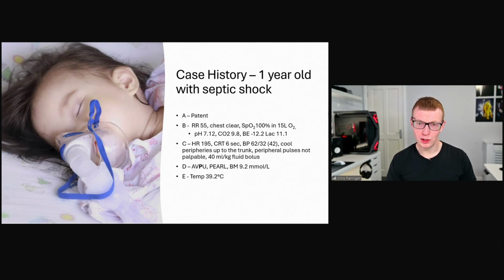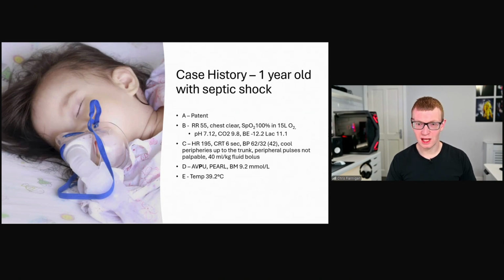So we're starting off with a 1-year-old girl. She's got group A strep, and she's currently got septic shock and is being prepared for intubation. Her airway is patent. She's saturating nicely on 100% oxygen, a bit tachypneic at 55 breaths per minute, and she doesn't have the prettiest gas. pH is 7.12, and we've got a mixed respiratory and metabolic acidosis. And the gas is quite alarming. We've got a lactate as high as 11.1.